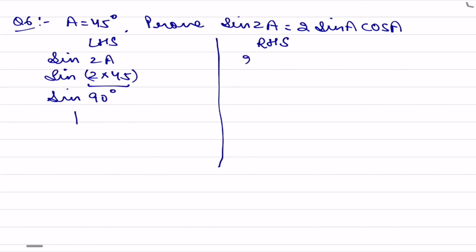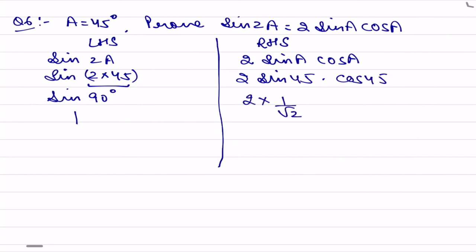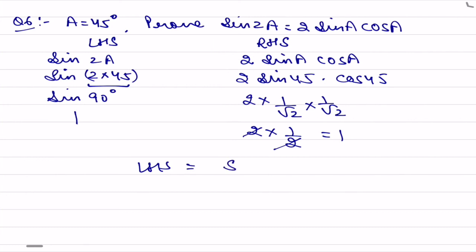Right hand side is 2 sine A cos A. So 2 sine 45 into cos 45. So 2 into, substituting the values, 1 by root 2 into 1 by root 2, that is 1 by 2. 2 and 2 are cancelled. So LHS and RHS both are equal and hence proved.